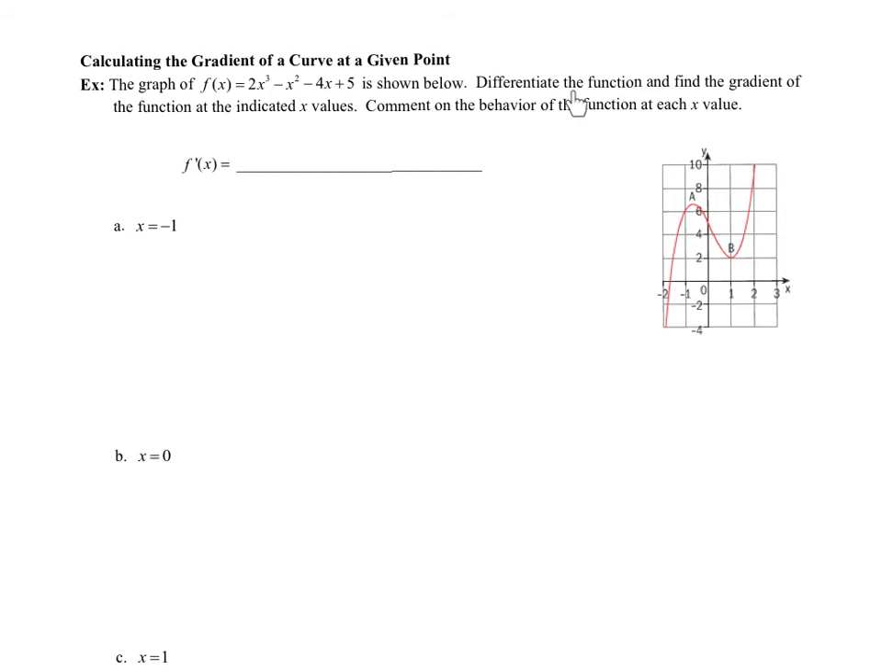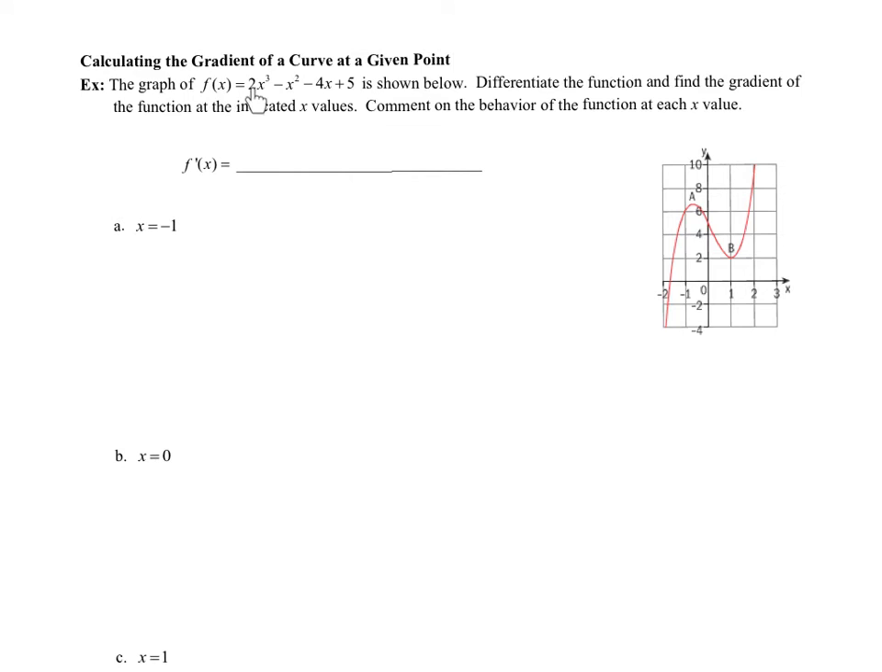So we're going to differentiate the function. In other words, we're going to find the derivative function, and then we're going to find the gradient or the slope of the function at these indicated x values, okay? Then once we've done that, we're going to comment on the behavior of the function at each of those x values based on its derivative. Okay, so that's a lot of directions. Let's take it one thing at a time. So the first thing we're going to do is find the derivative of this function.